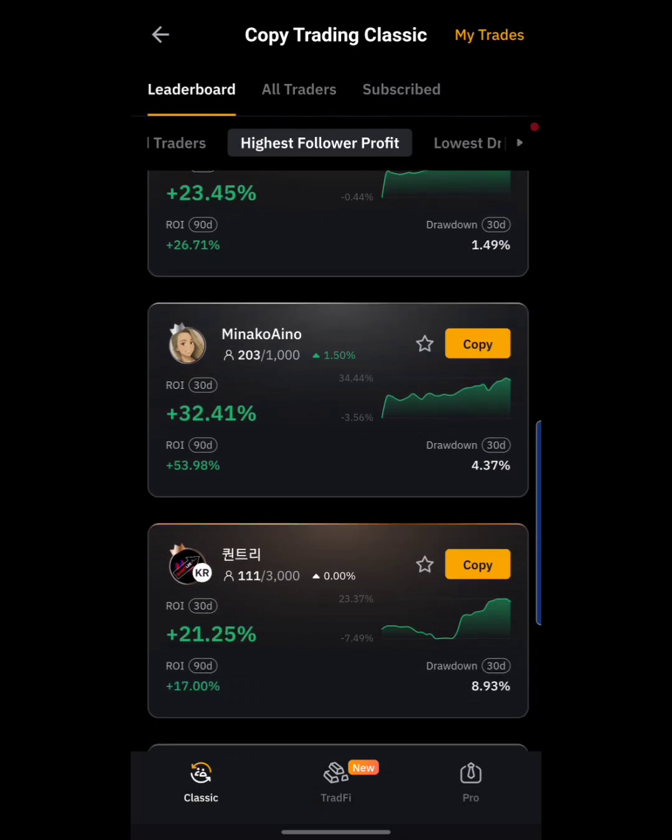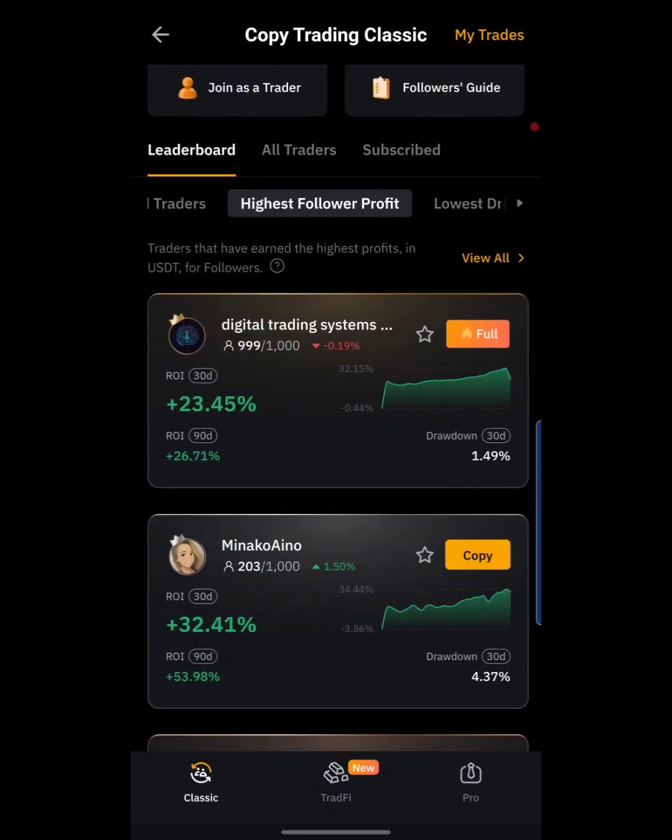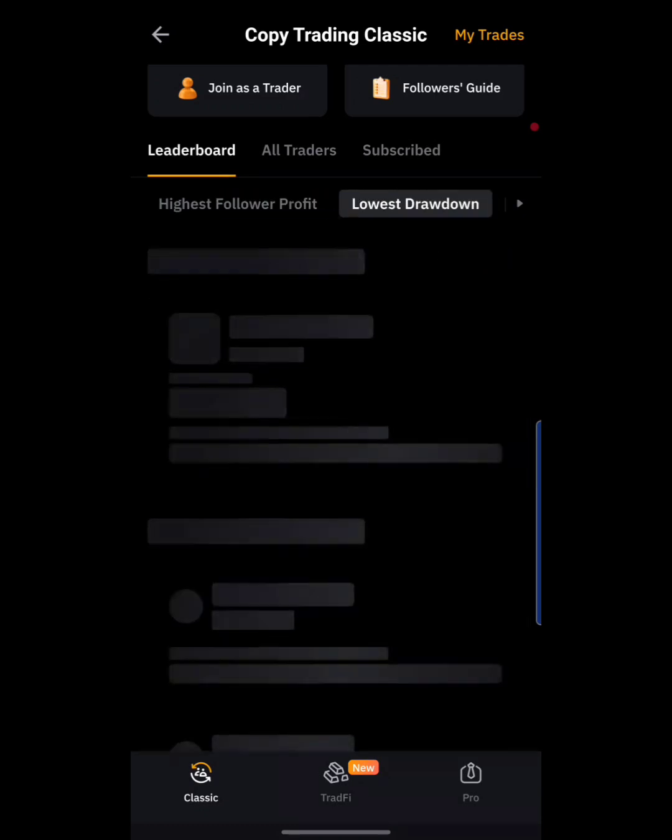Okay, so these are other examples of them down below here, guys. All right, so this is basically what the highest follower profit traders actually means. All right, so next right here is the lowest drawdown traders.